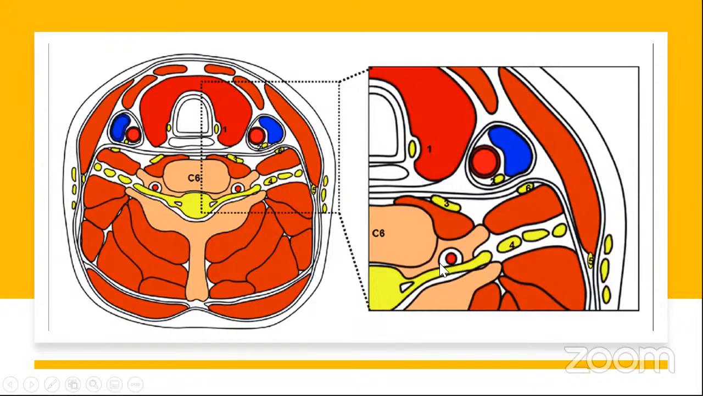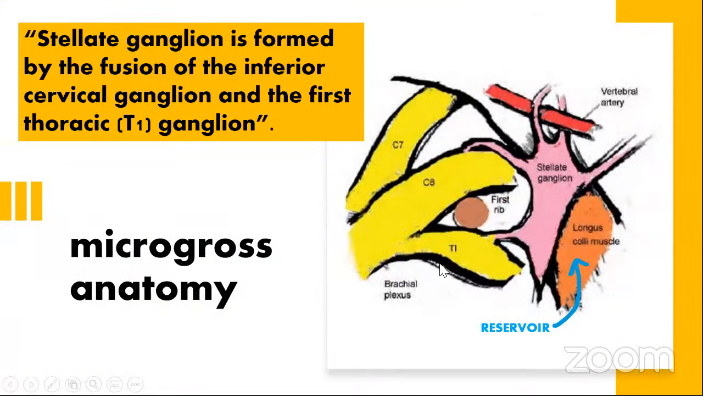sympathetic chain as well. So the stellate ganglion is formed by the fusion of the inferior cervical ganglion and the first rib, and it lies on the head of the first rib. This is the stellate ganglion, which lies over the longus colli muscle as well, and is in very close relation to the first rib and the vertebral artery. And it also receives gray rami communicans from C8 and T1 as well.